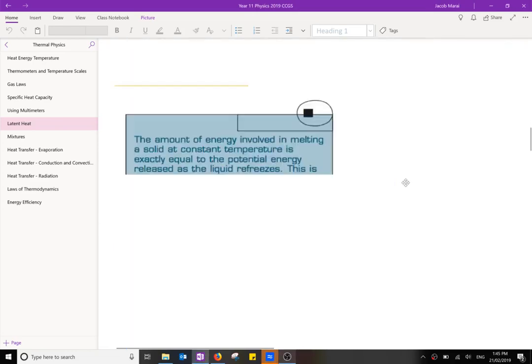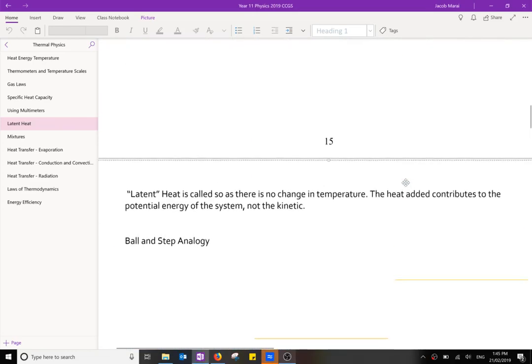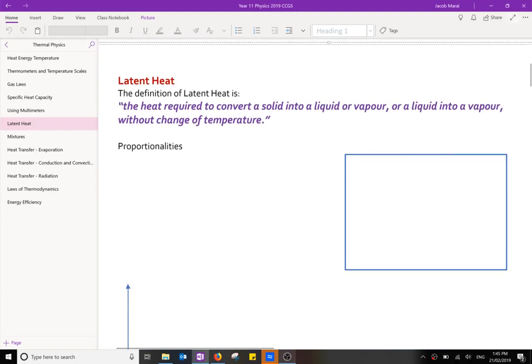Please get to page 15. Not telling me because it's 15, page 15.